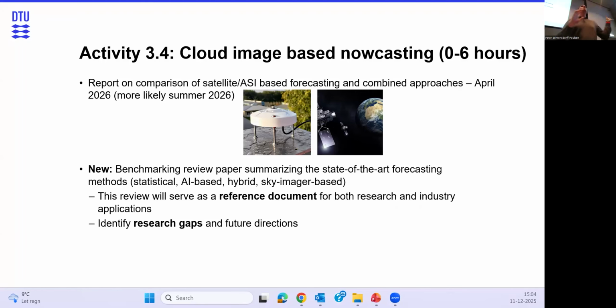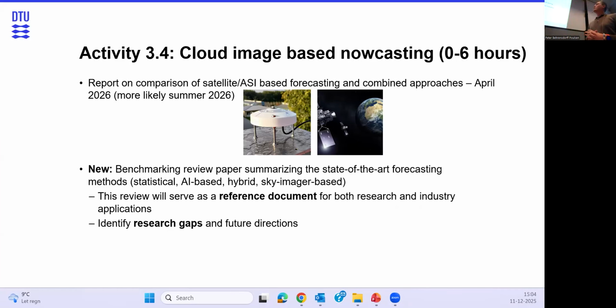If we had no clouds at all, it would be fairly easy to know in the future what the solar resource would be. But clouds are an issue here. There is a report on comparison of satellite and all sky imagery based forecasting and on hybrid, blended approaches, which is coming out around April, but I think it's more likely summer 2026. We discussed that recently in the group.